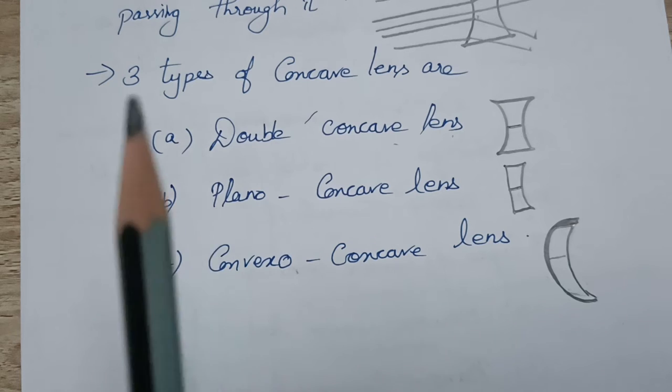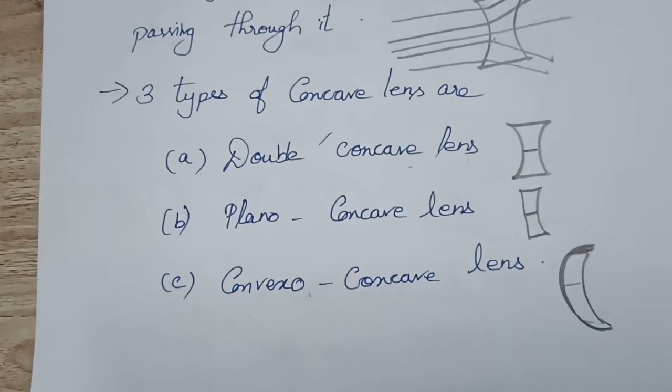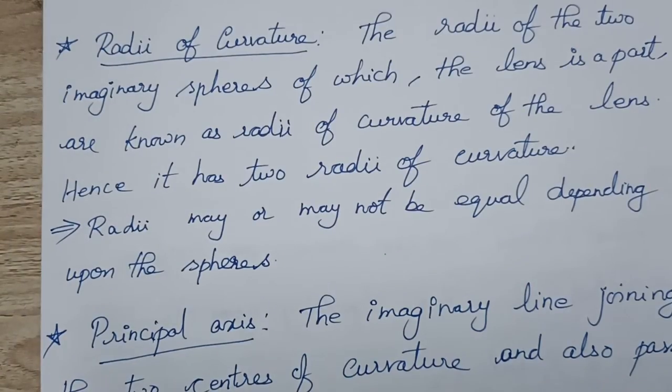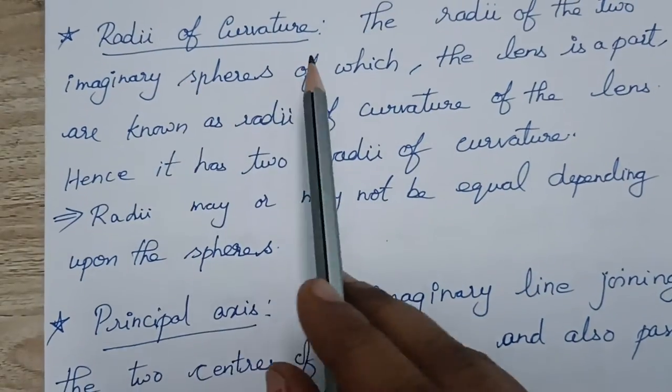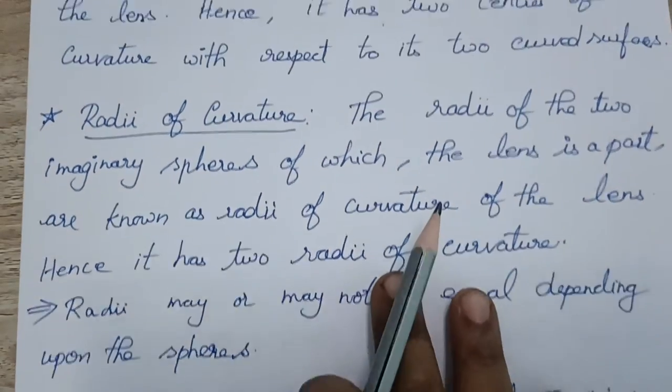So what are the main two types of lenses? Concave lens and convex lens. Concave means diverging lens, convex means converging lens. So other terminologies related to this are center of curvature, radius of curvature, and principal axis.